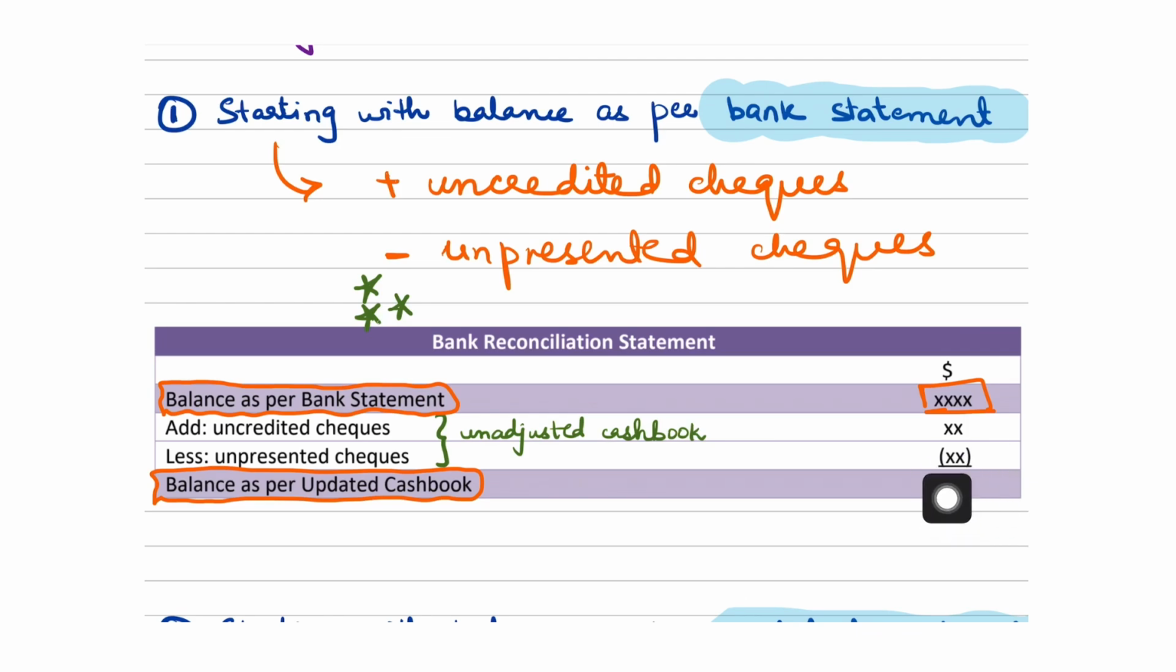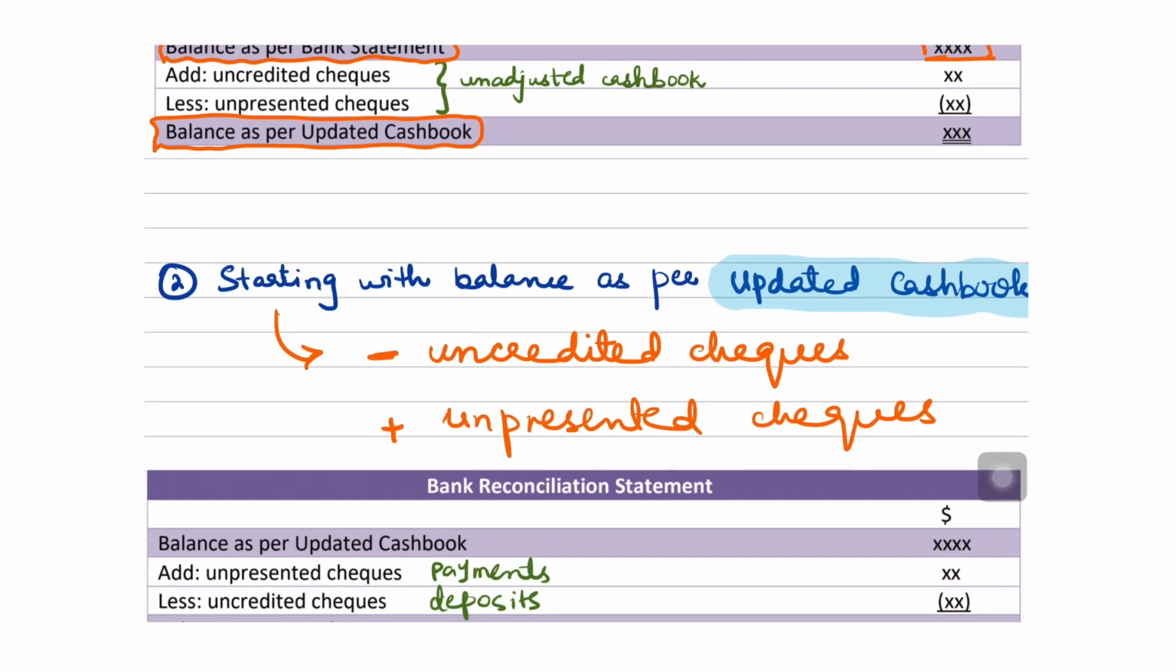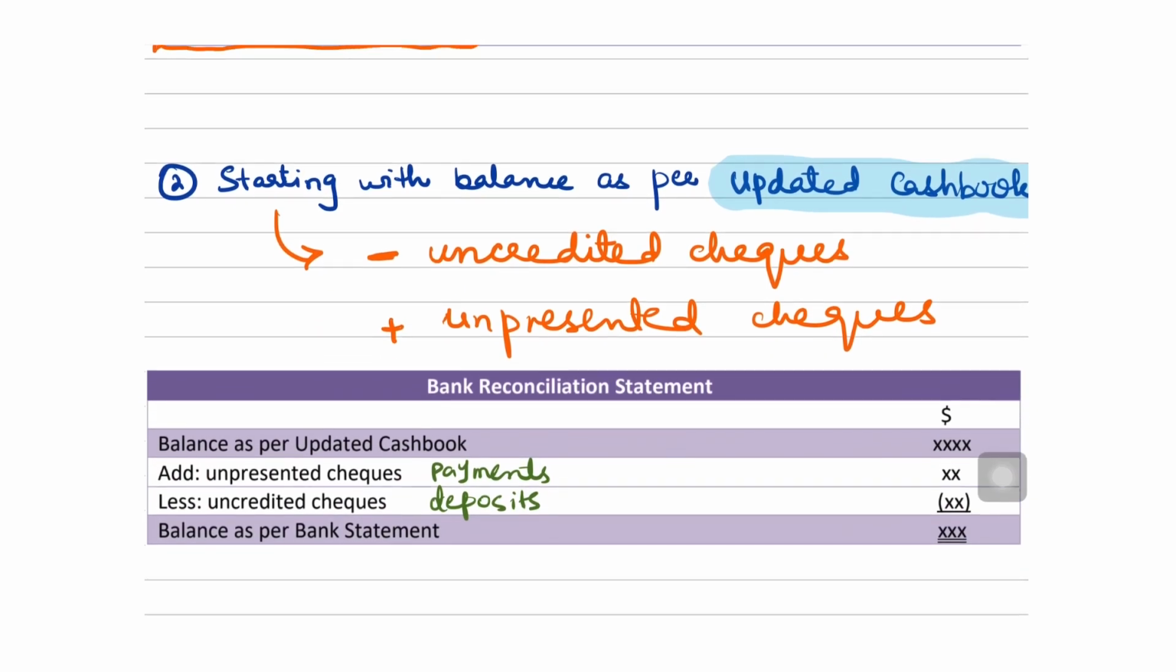So this answer should match with your updated cash book balance carried down as well, so that it will give you an assurance that all the entries have been adjusted. What wasn't present before has now been added or subtracted from both the updated cash book as well as the bank reconciliation statement. So this is how we prepare. The first method is to add uncredited and then subtract unpresented checks if we are starting with the balance as per bank statement. However, sometimes we are not given the balance as per bank statement. We have to find that out.